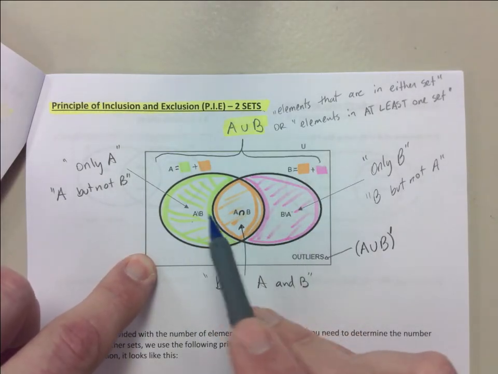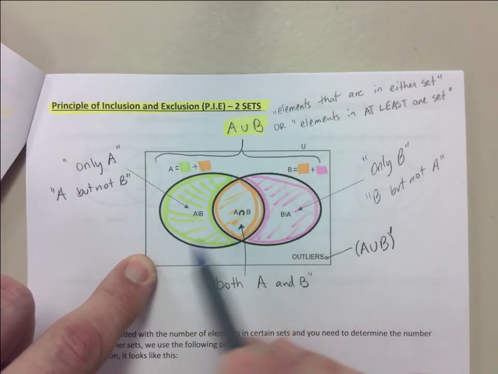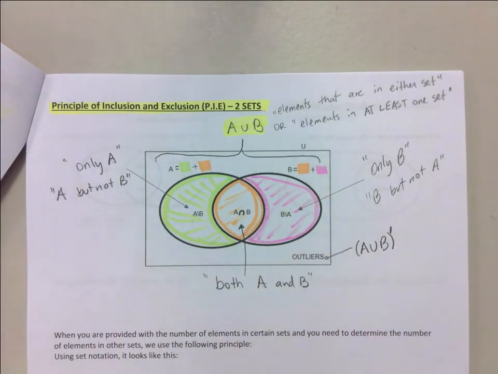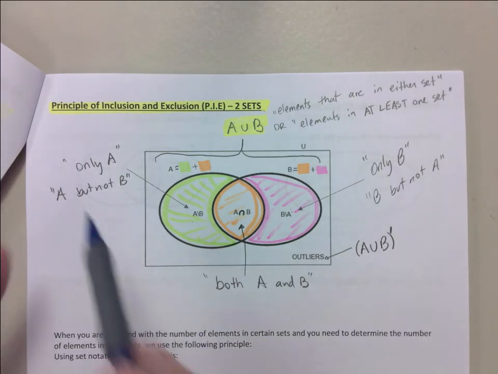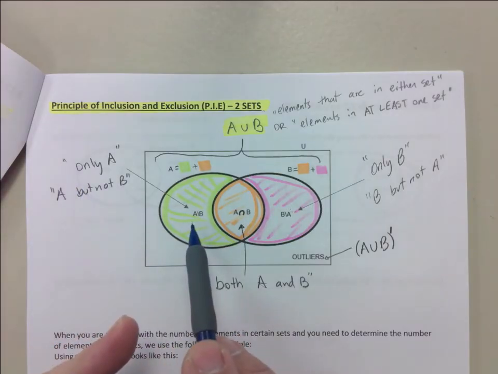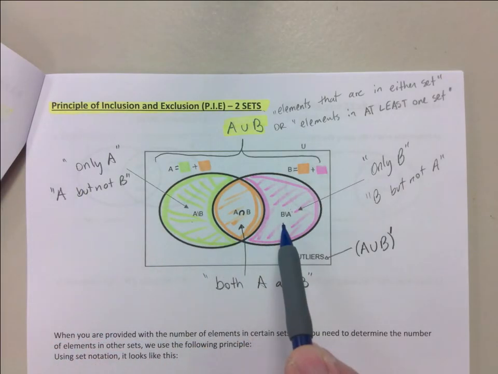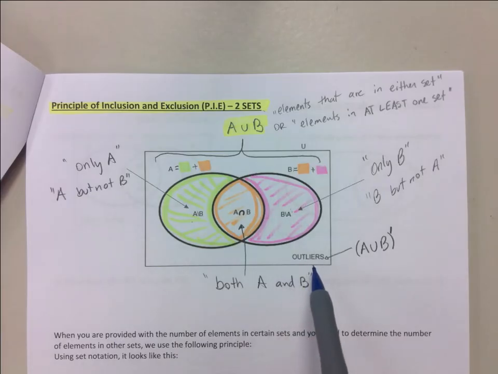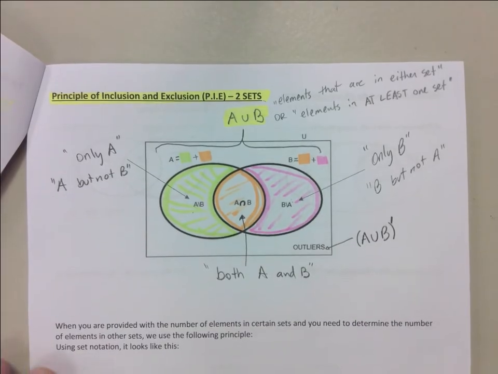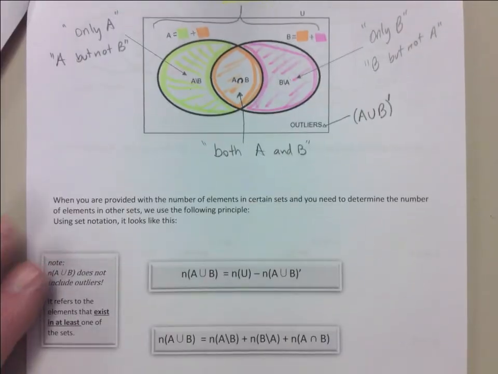There are 4 sections. There's A, B, and the outliers that make up your universal, okay? You got to be able to figure out what is only A, what's the intersection, what's only B, and you got to be able to figure out the outliers. You need at least 3 out of the 4 to solve for things that are missing. That's where we're going now. So let's go to these formulas.